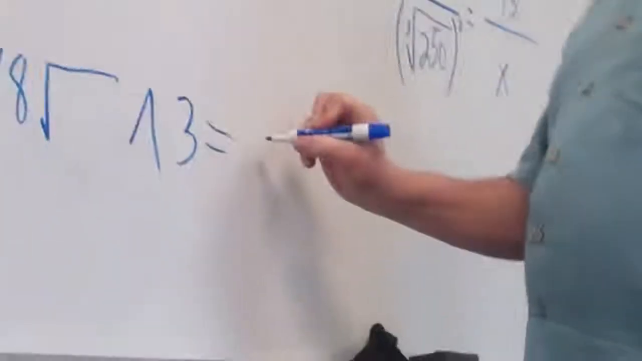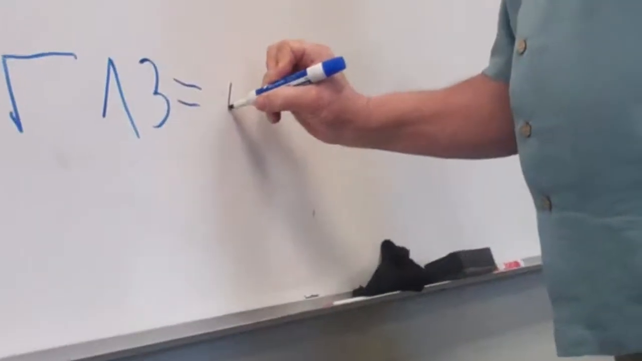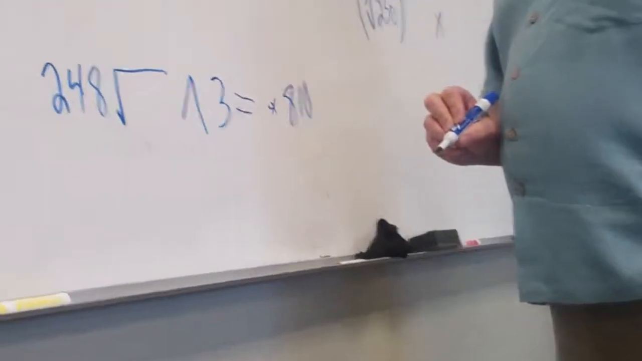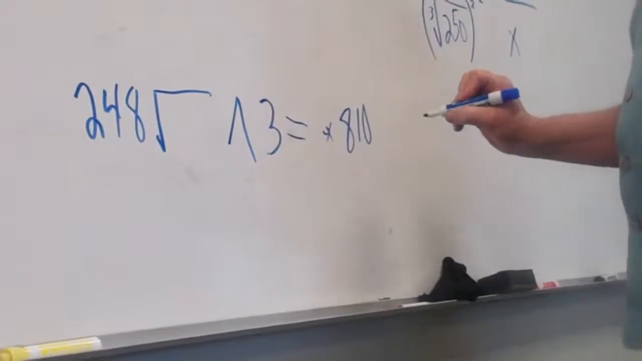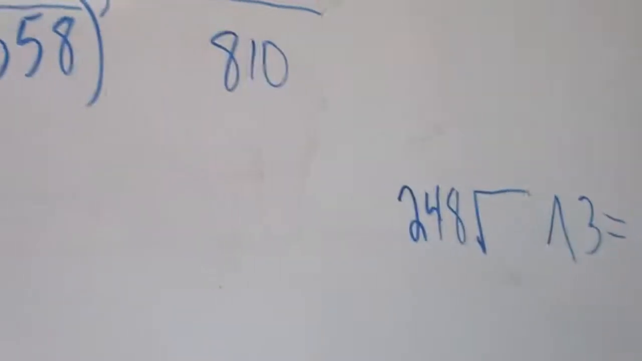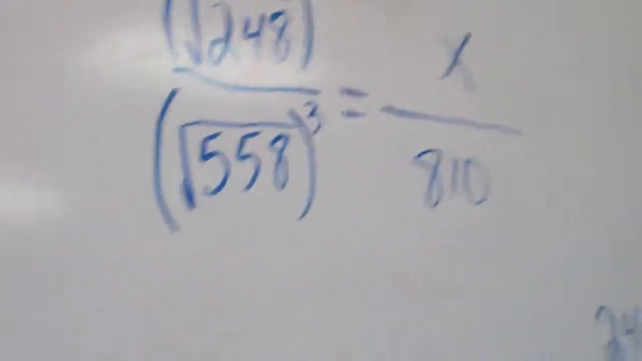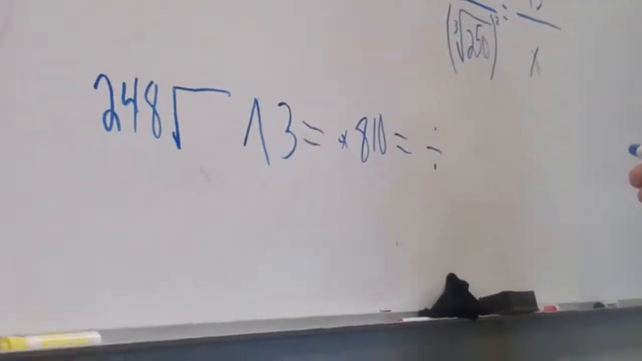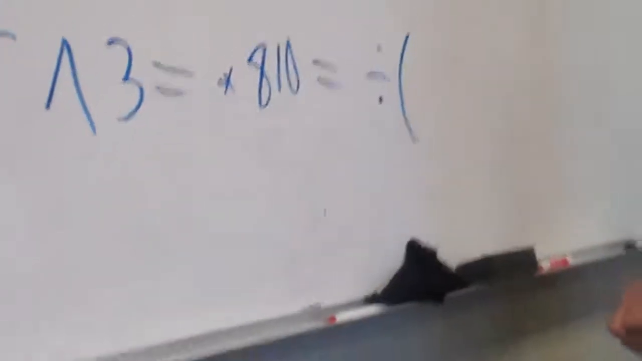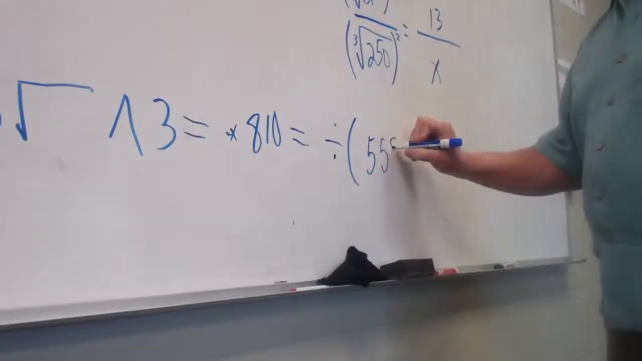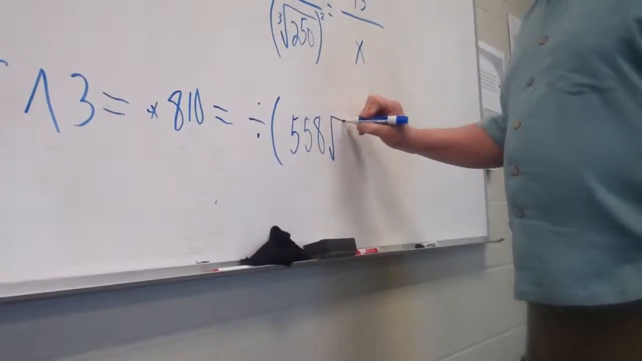Then you have to take that times 810. That'd be answer times 810. And just hit an equals there, if you want. Now you gotta go divided by. That'll be answer divided by then, right? Open a parentheses. 558 square root.